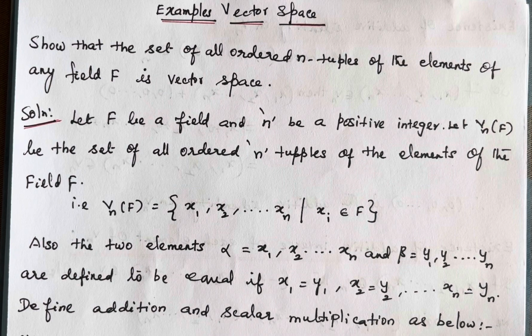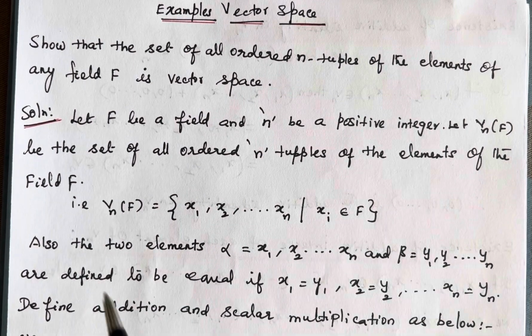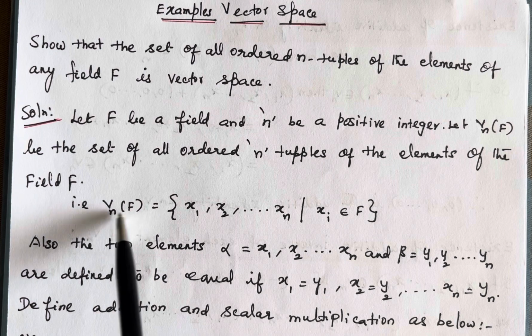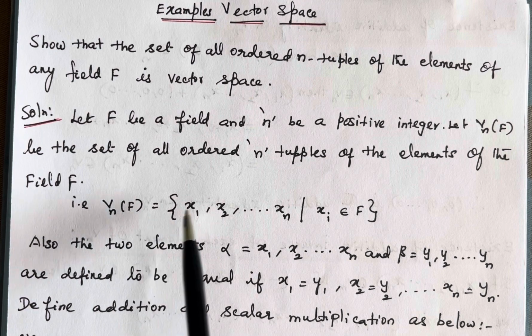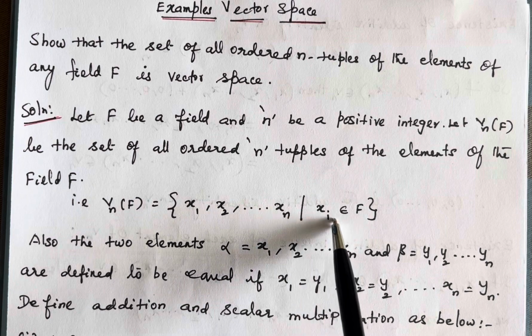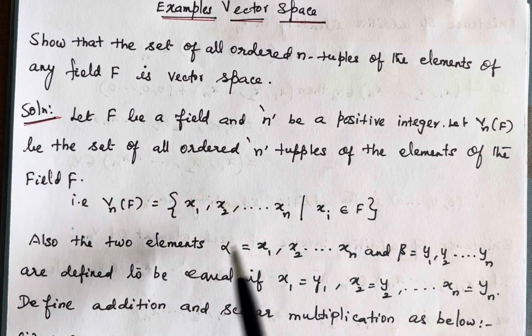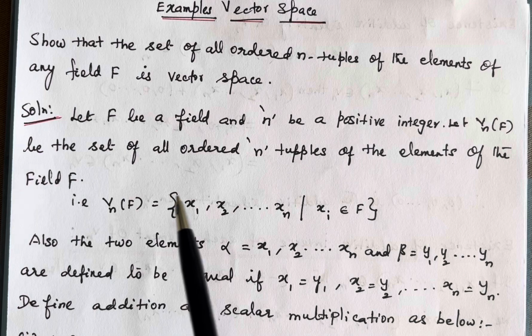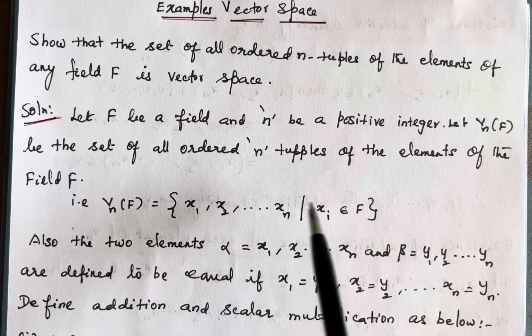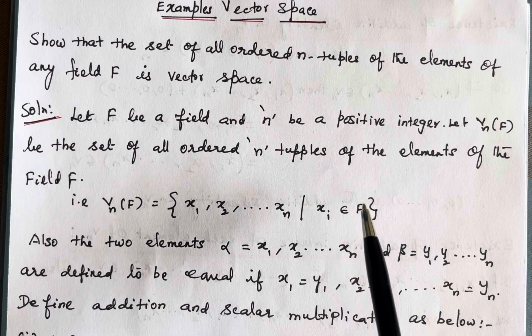Let Vn of F be the set of all ordered n tuples of the elements of the field F. That is, Vn of F, where the suffix n means there are n components. So each element will be of this form, x1, x2, etc., up to xn, where xi belongs to F. So if you take any element from Vn of F, it has n components and will be represented in this form, x1, x2, xn, and this is called an ordered n tuple.